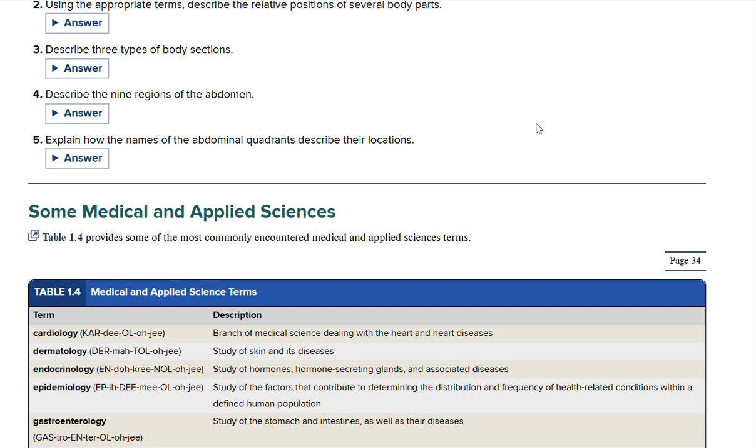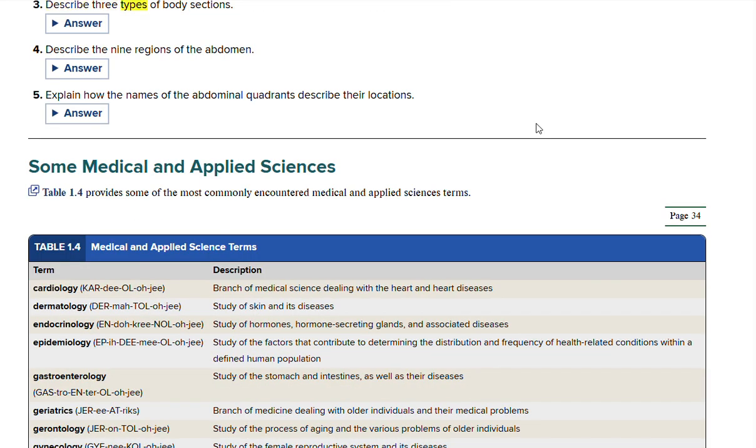The knee is proximal to the foot. The knee is distal to the thigh. The skin is superficial to the subcutaneous layer. The lens of the eye is deep to the cornea. Revealed content has ended. Describe 3 types of body sections.